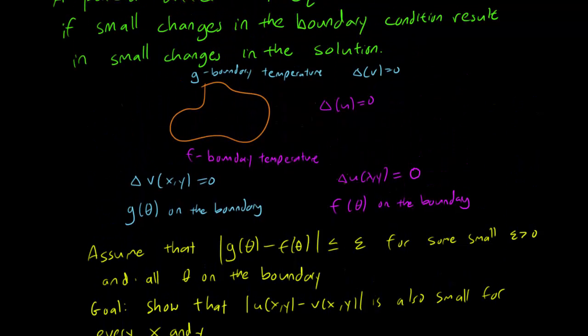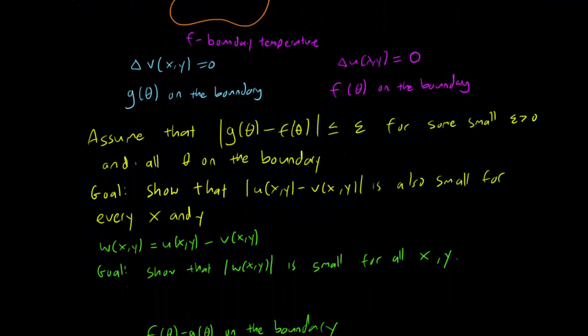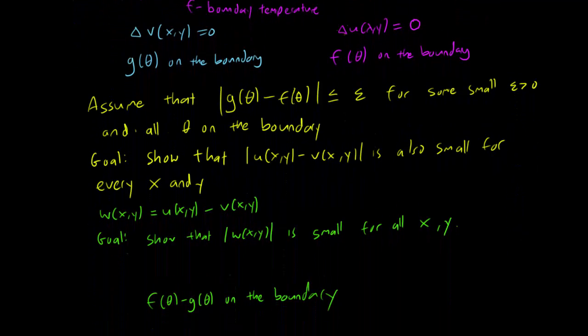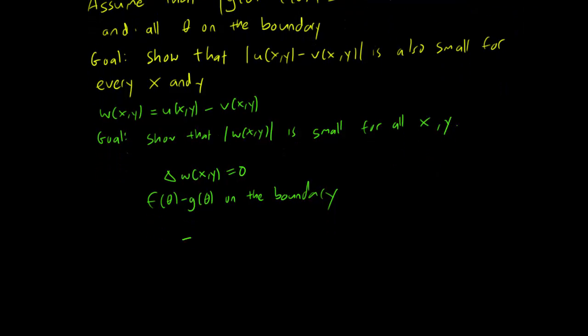And notice that since U is a solution of the Laplace equation and V is a solution of the Laplace equation, and the Laplace operator is a linear operator, and therefore the Laplace equation is a homogeneous equation, this implies that W is also a solution of the Laplace equation. So we have Laplace of W(x,y) equals 0. So here we have a solution of the Laplace equation that has f(theta) minus g(theta) on the boundary. But we also know that f(theta) minus g(theta) lies between epsilon and minus epsilon. The difference between f and g is small.